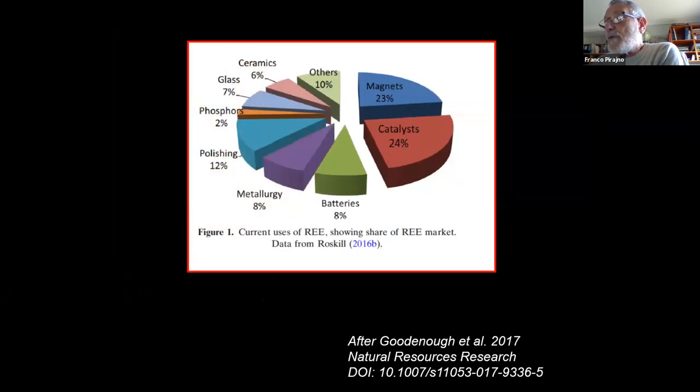In terms of what we use rare earths for: ceramics, glass, phosphorus, polishing, metallurgy, batteries, catalysts, and magnets. I've got nothing to do with that, but just for general information.